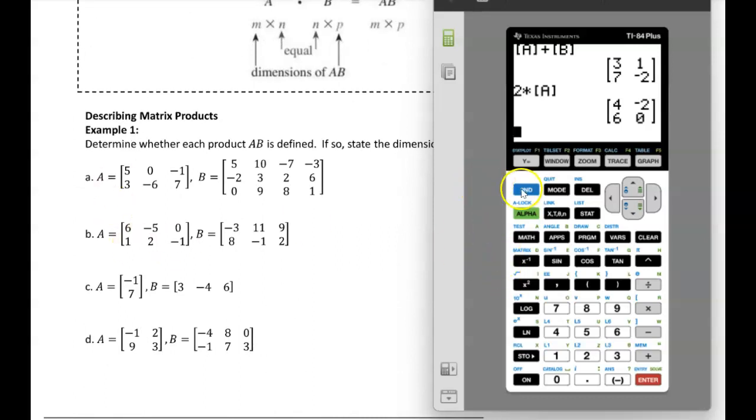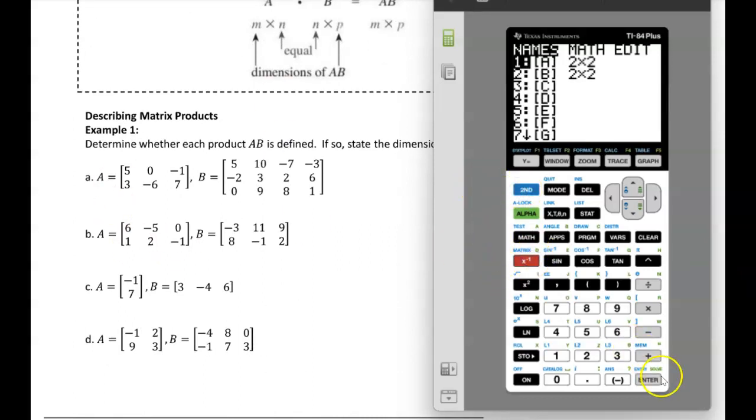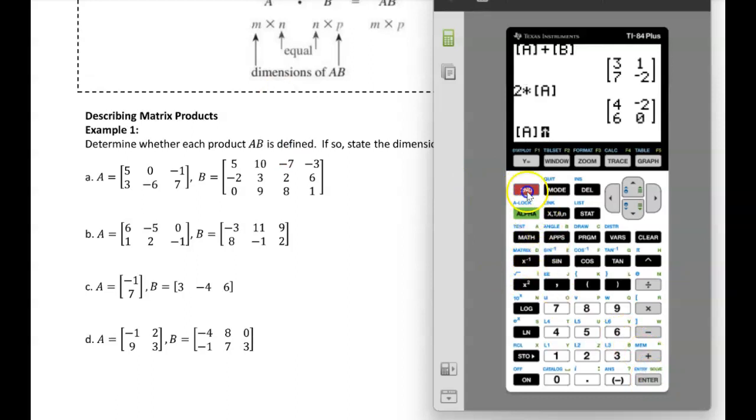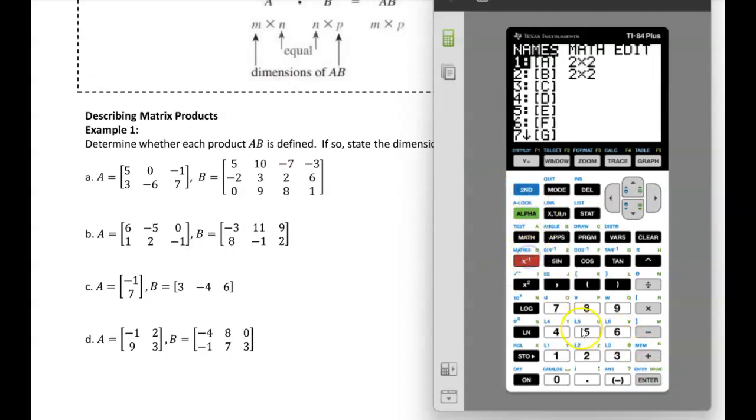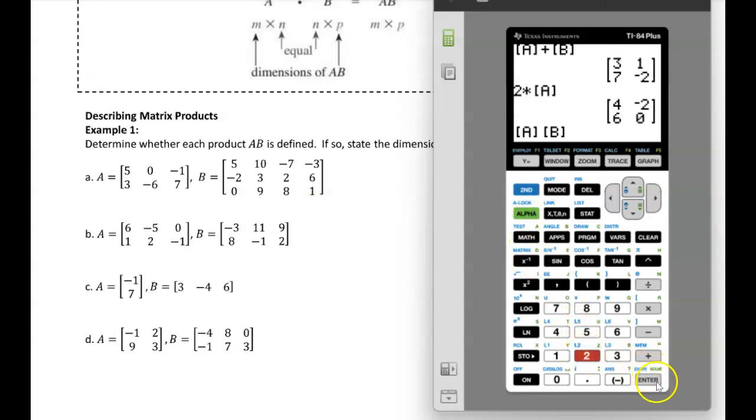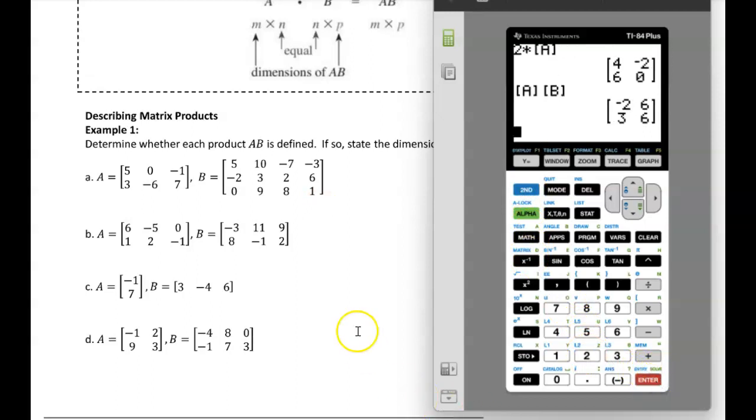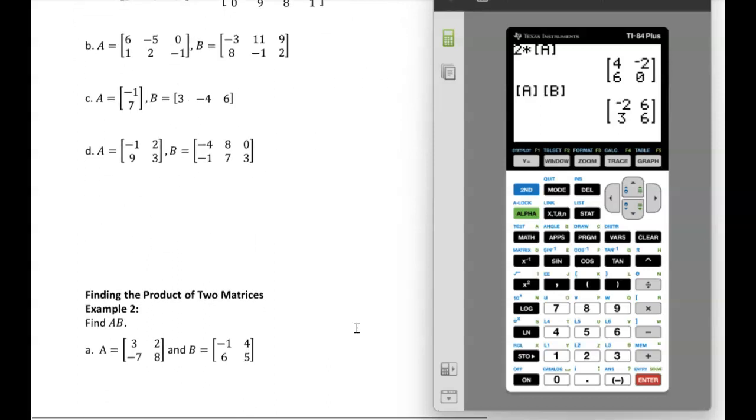If we wanted to multiply matrices, we could do matrix A, and then you can either put times matrix B or you could just put matrix B right next to it and it knows you're multiplying. It will give you an error if the dimensions are a mismatch, meaning that they cannot be multiplied. So if you try to multiply something that has the wrong dimensions, it will not let you.